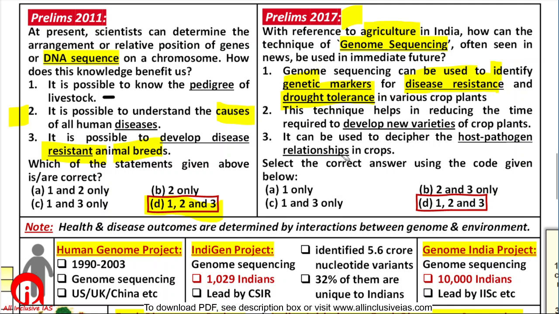Otherwise we will do hybridization trials, hit and trial. Okay, that is not required. You identify the gene and you transfer it, so it will reduce the time in developing new varieties of crop plants.